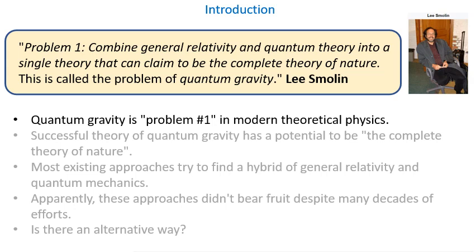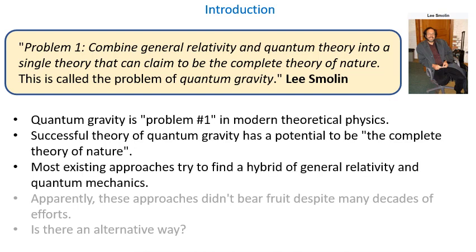From this quote, we can gather a few important points. First, many physicists would agree that quantum gravity is the number one problem in modern theoretical physics. If such a theory is found, most likely it will be the complete theory of nature.